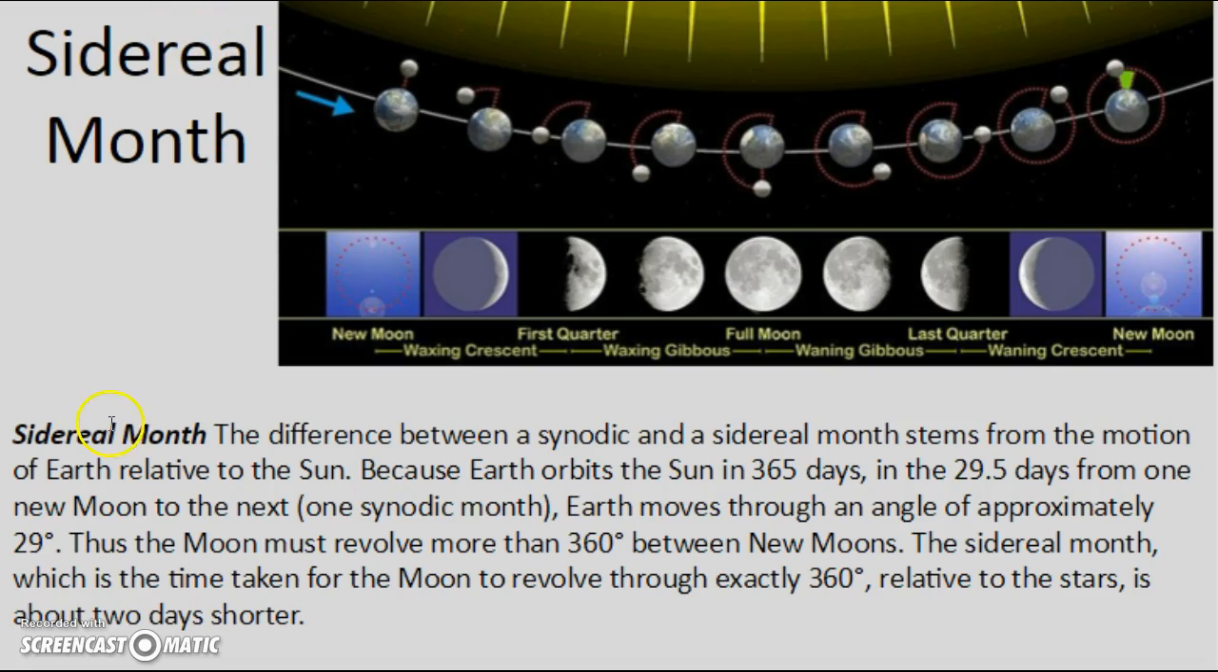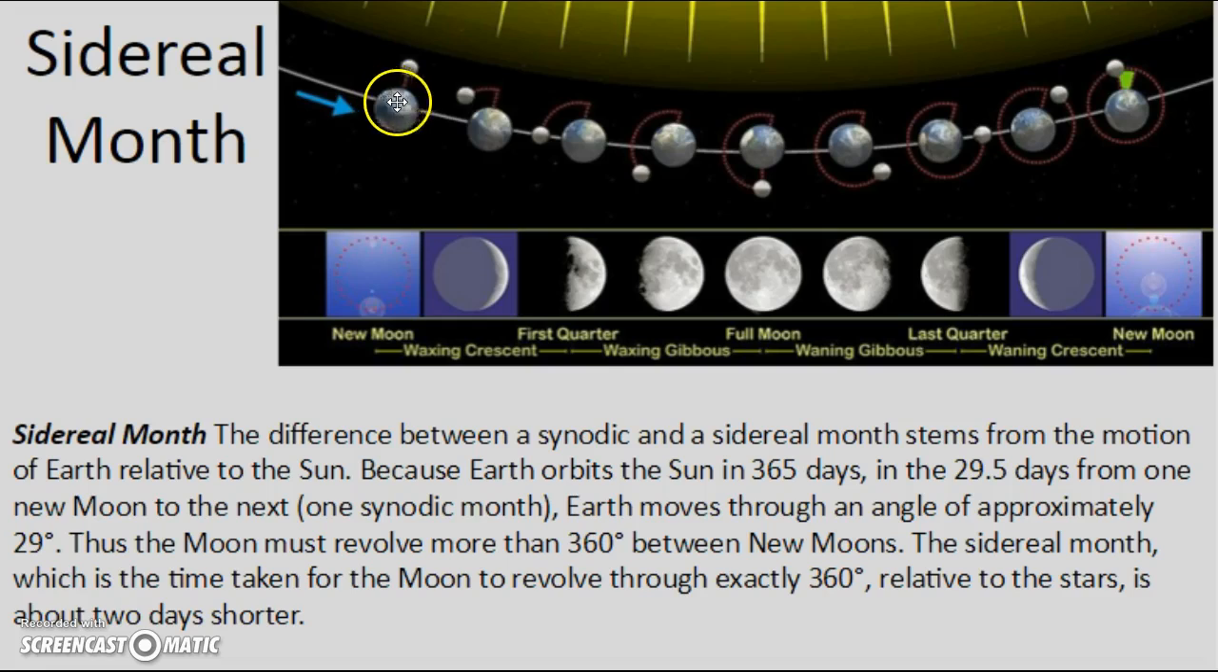So one more time, just to recap. The difference between the synodic and sidereal month stems from the motion of the Earth relative to the sun. Because Earth orbits the sun in 365 days, or pretty close to that, in 29.5 days, from one new moon to the next, is one synodic month, right? Phase to phase is synodic, viewed from Earth. Earth moves through an angle of approximately 29 degrees. Thus, the moon must revolve more than 360 degrees between new moons. The sidereal month, which is the time taken for the moon to revolve exactly 360 degrees relative to the stars, is about 2 days shorter.